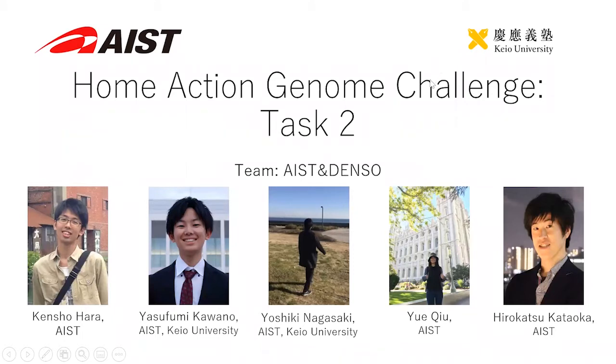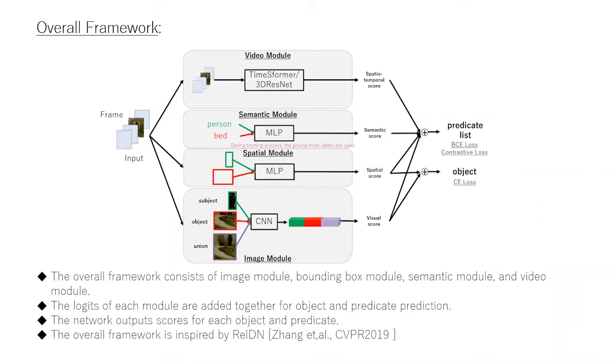Hello everyone, I'm Yue from AIST, and today I'm going to talk about our model for Home Action Genome Challenge Task 2. Here is the overall framework. The overall framework consists of image module, bounding box module, semantic module, and a video module. The logits of each module are added together for object and predicate prediction. The network outputs scores for each object and predicate. Basically, the overall framework is inspired by RUBi, which was proposed at CVPR 2019.